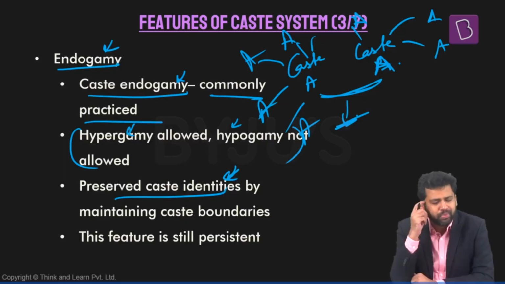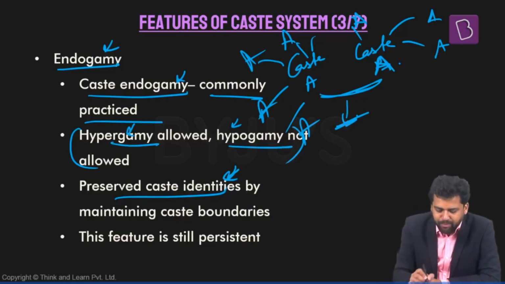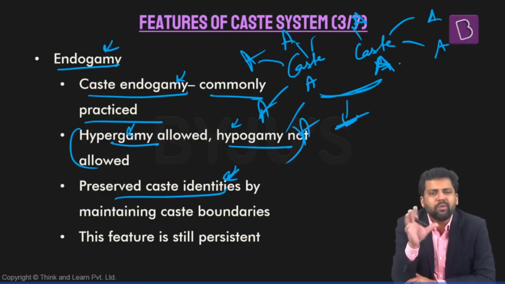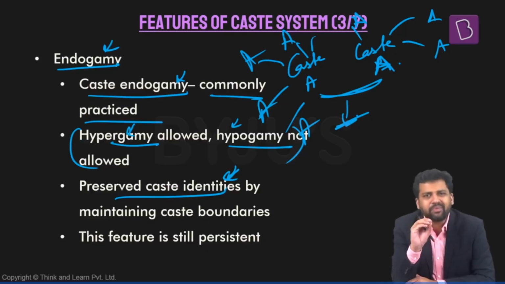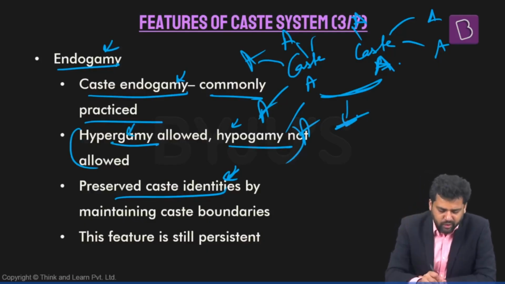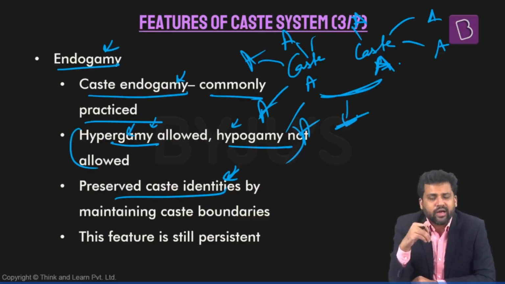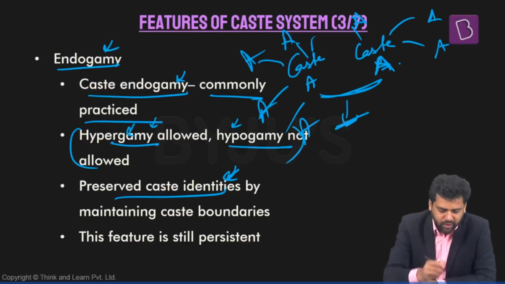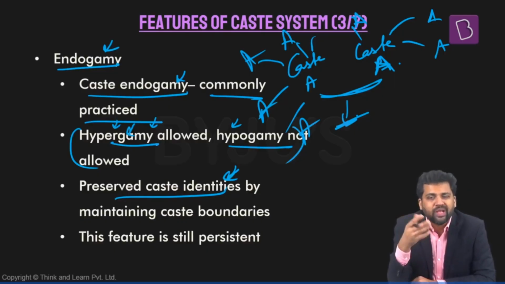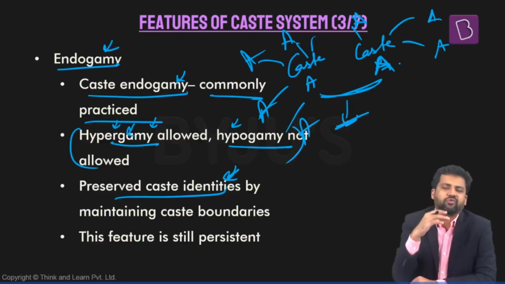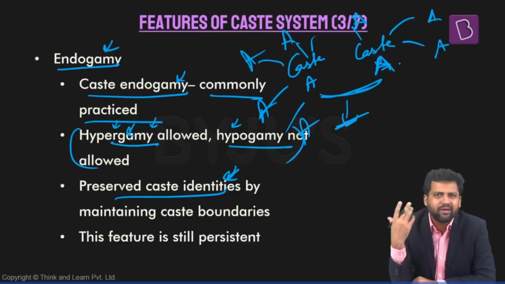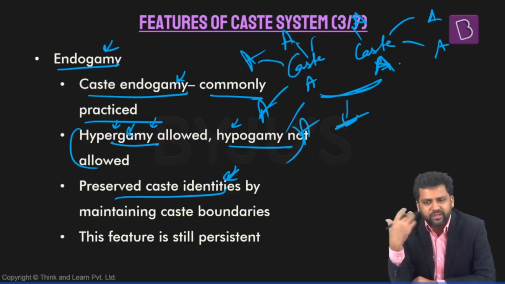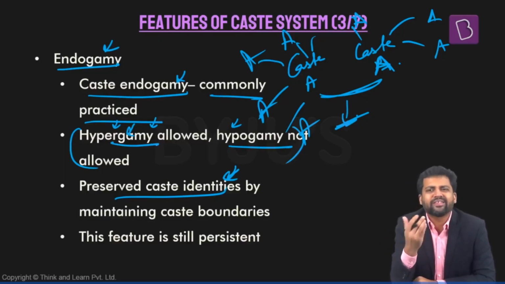Two terms might be new to you. Hypergamy is allowed, hypogamy is not allowed. See, usually marriages across caste are not allowed, but sometimes there can be exceptions. So if a female from a lower caste is marrying a male from a higher caste, that is generally allowed. That is called hypergamy. So the groom is from the higher caste. So what will happen after the marriage? The bride's caste status will also get elevated. So this is something which has been traditionally allowed. Generally, intercaste marriages are not allowed, but again, sometimes there can be exceptions. So hypergamy can be allowed.